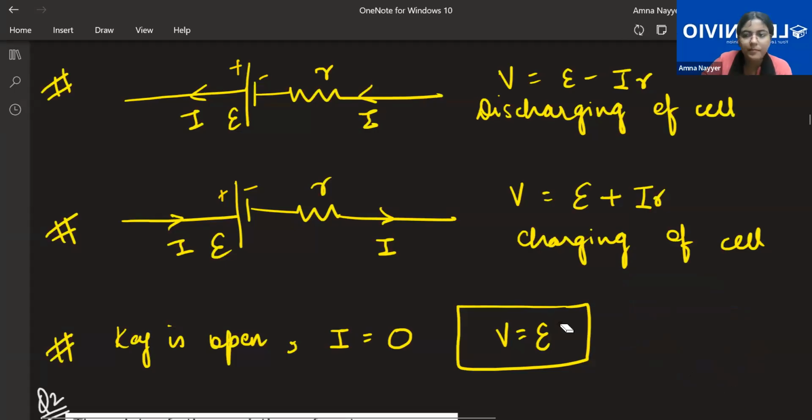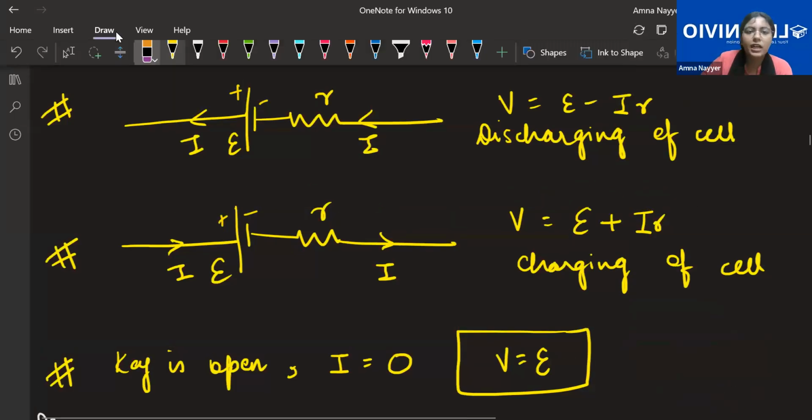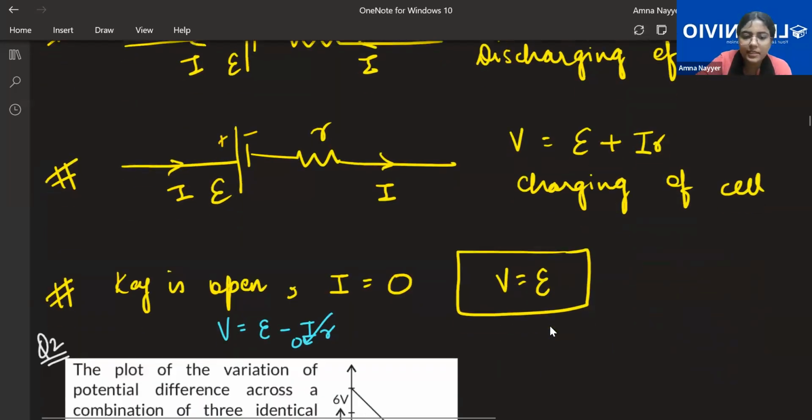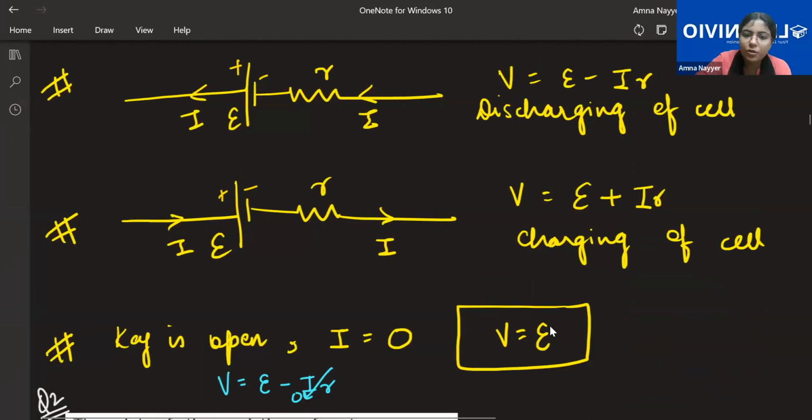Yes, sir. Okay. See, when your current becomes 0, in this equation V is E minus IR, this term will be 0. Potential will be directly equal to EMF. But you have various graphical questions based on this that we'll see next. Write down these note points, then I'll start with this question. Please write down that as note points.